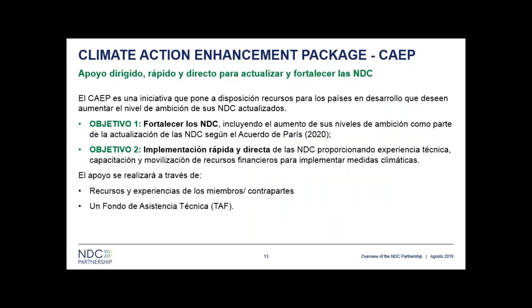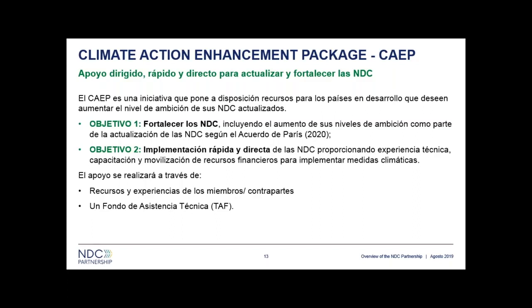Para finalizar mi presentación, quería hablarles de una iniciativa que está en marcha justo ahora y que puede ser de interés de los asistentes al webinar, especialmente de los que forman parte de los gobiernos. El NDC Partnership, entre sus socios, lanzó una iniciativa llamada CAEP o CAP. El objetivo es un programa de rápida activación y rápido acceso a recursos para actualizar y fortalecer las contribuciones determinadas a nivel nacional.